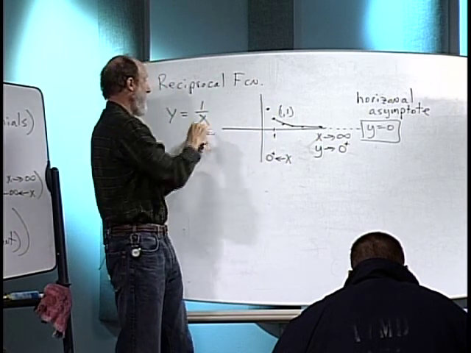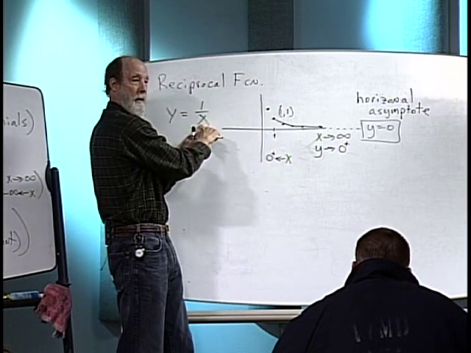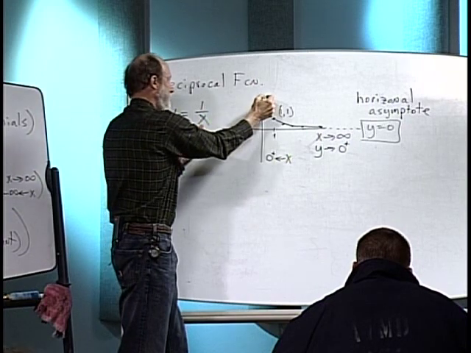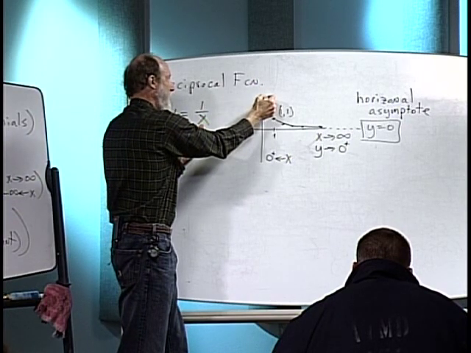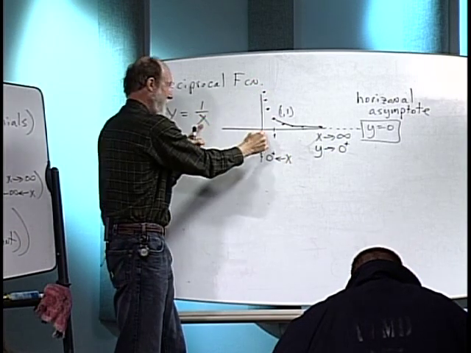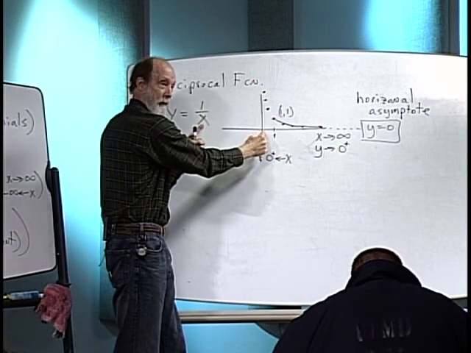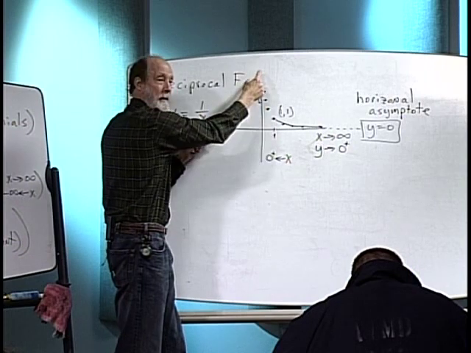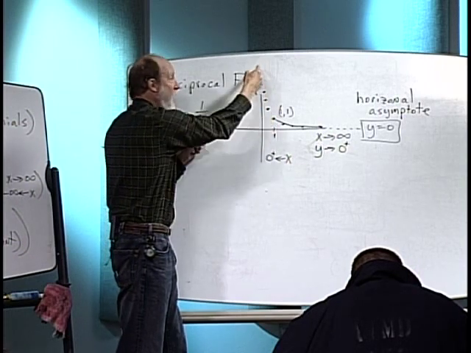What's the reciprocal of a third? 3. What's the reciprocal of a fourth? 4. What's the reciprocal of a thousandth? 1,000. This thing takes off like a rocket.